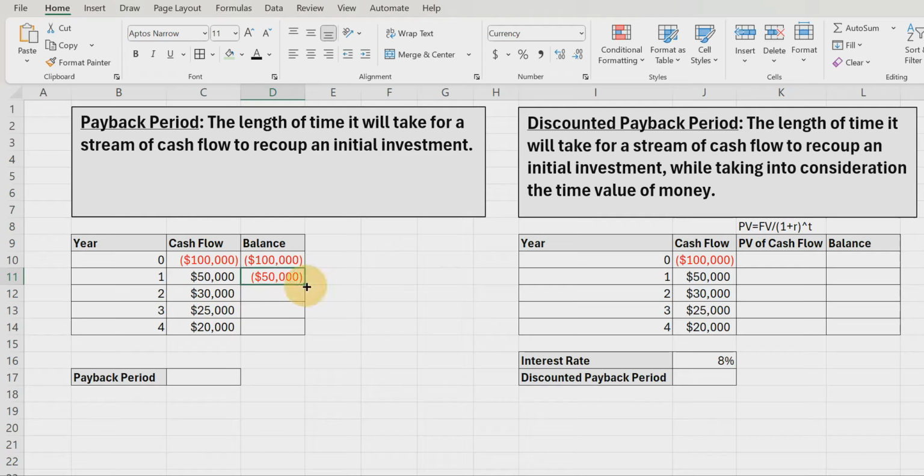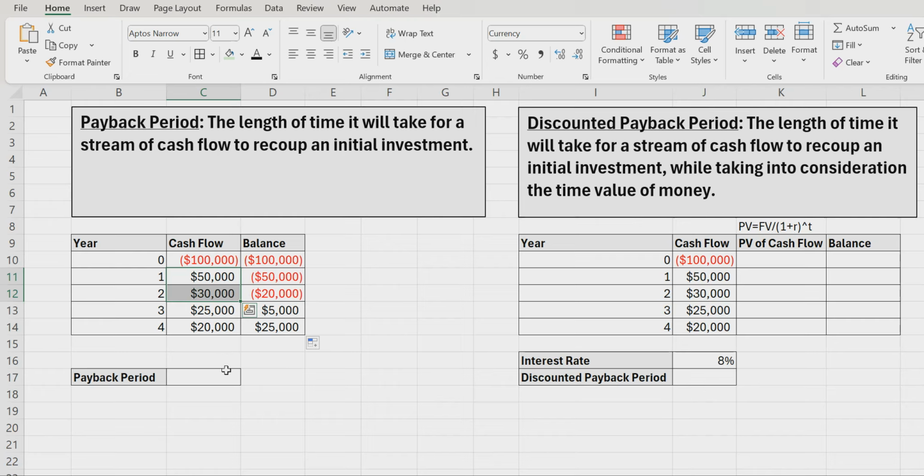Now what we can do is just take this formula, click it, and drag it down to the remaining cells in the balance column. Now what we're going to notice is that once we hit year 3, all of a sudden the balance turns positive. In other words, we have recouped the entire $100,000 initial investment. But to know the exact payback period, we can see that it took 2 full years of cash flow plus part of another 3rd year to actually get to a positive remaining balance here.